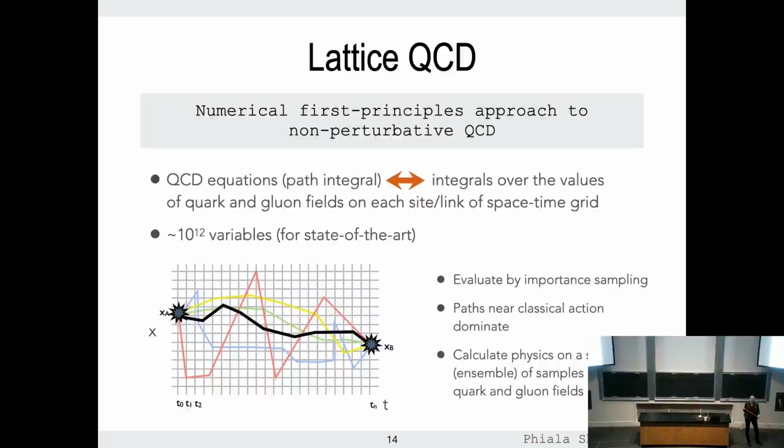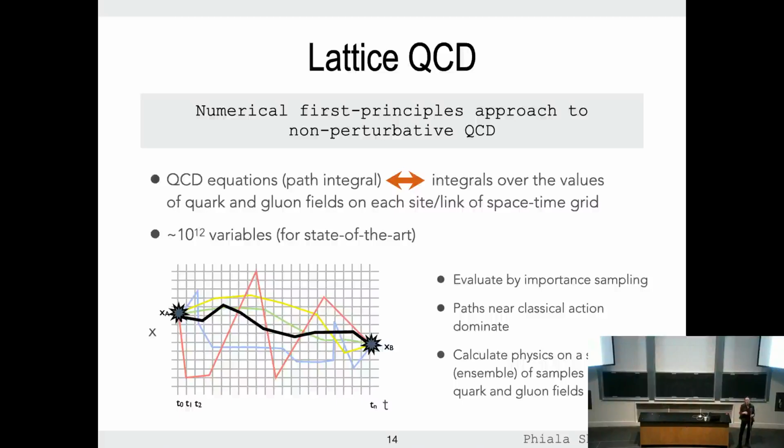What it really means practically is your discretized version of the path integral is just a really, really high-dimensional integral that you have to solve numerically. By really, really high-dimensional, I mean something like 10 to the 12 dimensions for state-of-the-art calculations, right? So this is a massive computational challenge, doing 10 to the 12 dimensional integrals. How do you evaluate them? You can't do Monte Carlo sampling naively in 10 to the 12 dimensions.